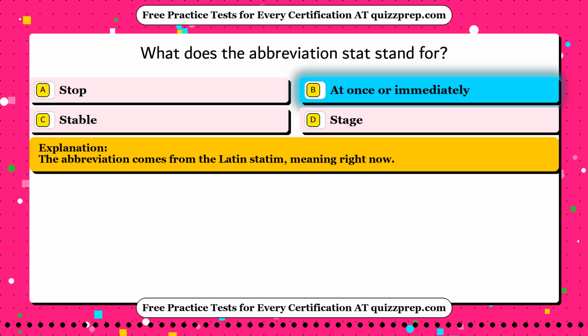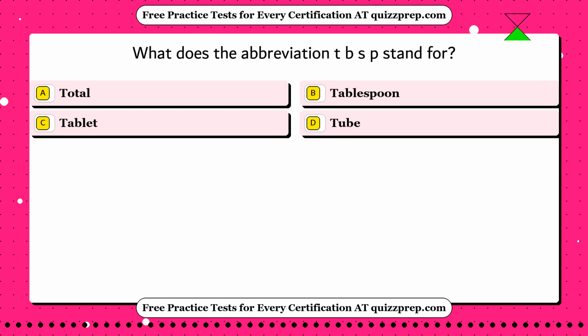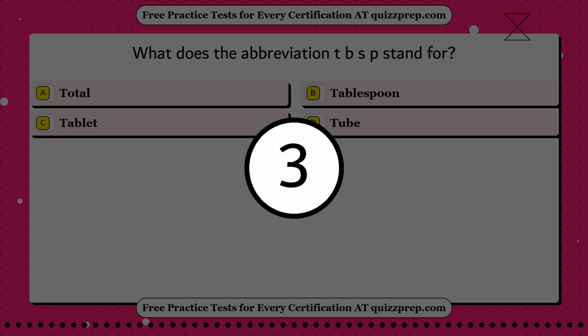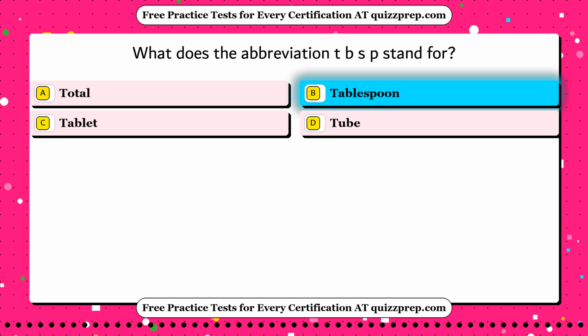The abbreviation comes from the Latin statum, meaning right now. Question 119. What does the abbreviation TBSP stand for? Option A, total. Option B, tablespoon. Option C, tablet. Option D, tube. The correct answer is option B, tablespoon.